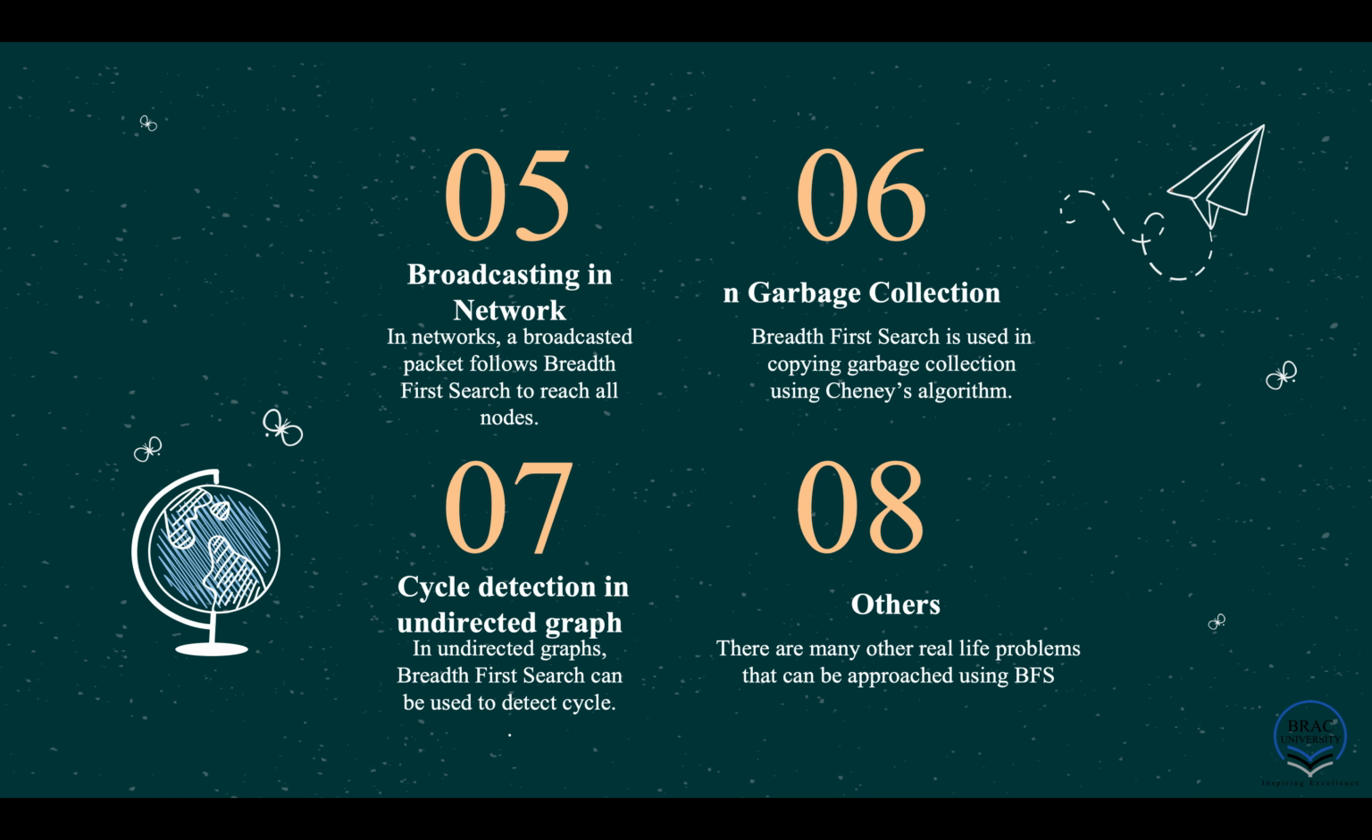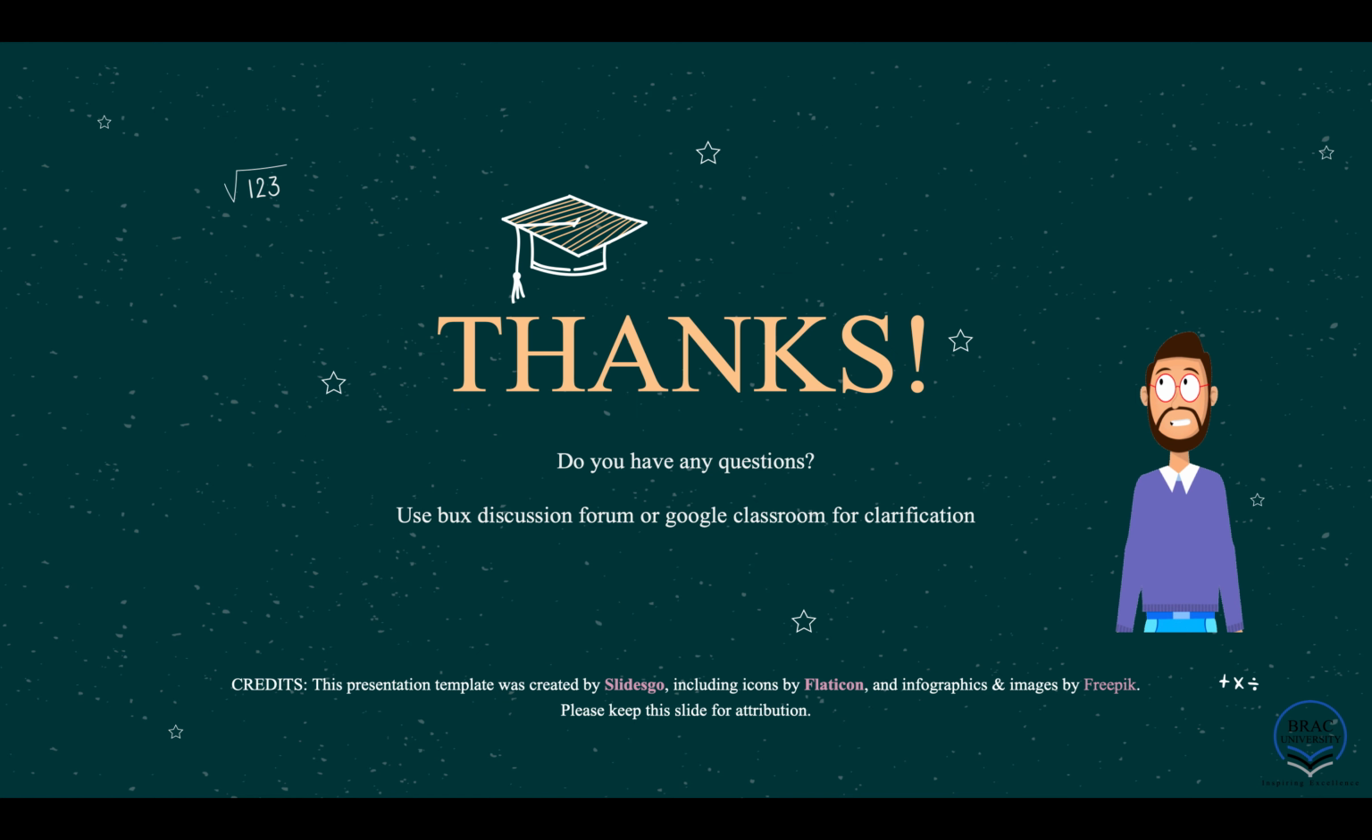Then we can talk about number 5, broadcasting in networks. In a network, a broadcasted packet follows breadth-first search to reach all the nodes. Number 6, garbage collection. Breadth-first search is used in copying garbage collection using Cheney's algorithm. Number 7 is cycle detection in an undirected graph. You might encounter this question in the exam, so pay attention to it. Cycle detection can be done using BFS, and the graph needs to be undirected. Number 8, others. There are many other real-life problems that can be approached using BFS.